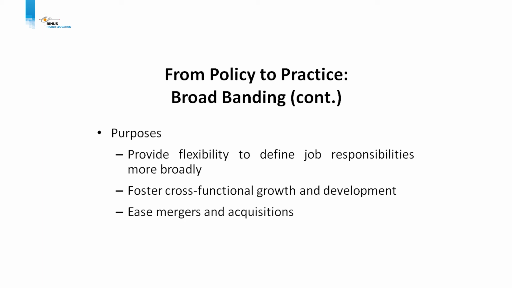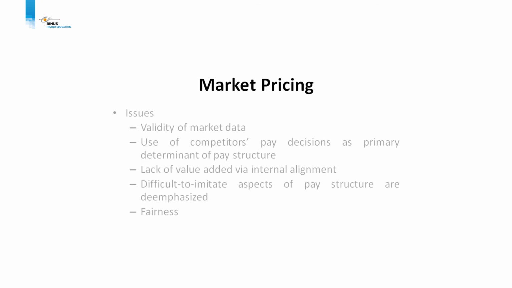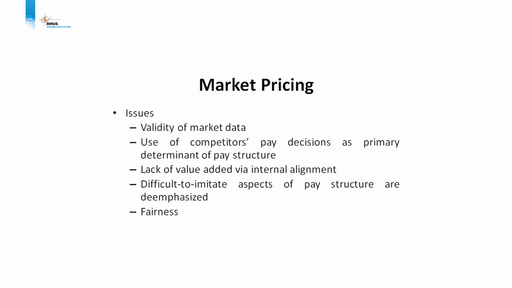So the purpose is to provide flexibility and define jobs more broadly. And balancing internal and external pressure, adjusting the pay structure: internal pressure and external pressures. In internal pressure, there's job structure; external pressure, pay structure. So in market pricing, there are issues: validity of market data, use of competitors' pay decisions as the primary determinant of pay structure, lack of value added via internal alignment, difficult-to-imitate aspects of pay structure are de-emphasized, and fairness.